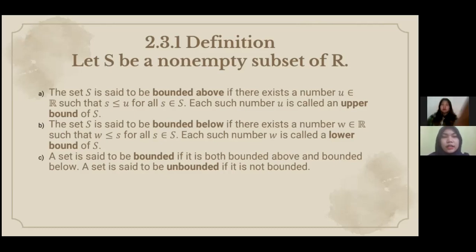B, the set S is said to be bounded below if there exists a number w in R such that w ≤ s for all s in S. Each such number w is called a lower bound of S. And C, a set is said to be bounded if it is both bounded above and bounded below. A set is said to be unbounded if it is not bounded.